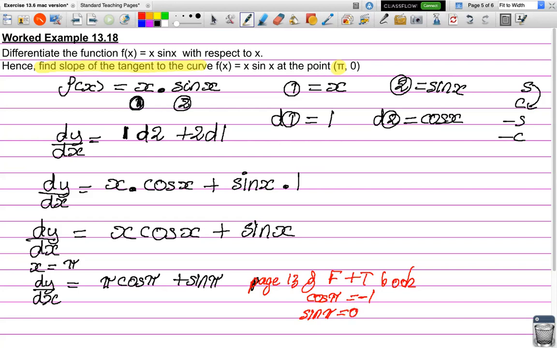So now I can come back here and I can write down pi, open brackets, well, cos pi is -1, plus, and sine of pi is 0. So the answer is quite simply minus pi. And it really couldn't be any simpler than that. Okay, moving on to the next example.